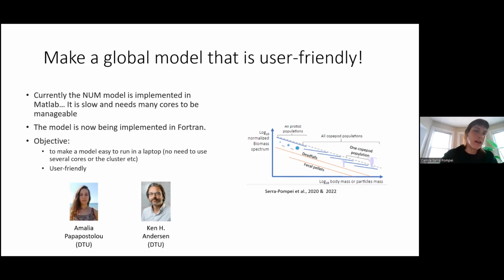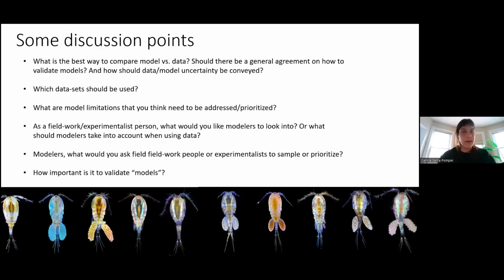we are trying to do this with the NUM model, especially led by Amalia Papapostolou and Ken Anderson at DTU, where they are making a user-friendly and fast-to-run model that you can run on your own computer without needing all these extra resources from the university and the cluster. If you use them, that's fine, it goes faster, but you can already run it on your own computer. This work is being developed and hopefully it will come out at some point, so keep an eye on the work of these people. And that's how I want to end this presentation.